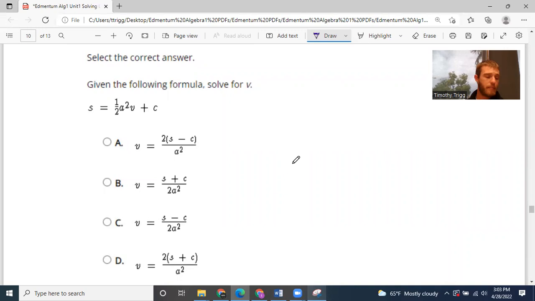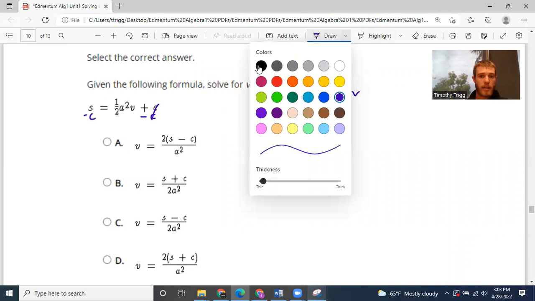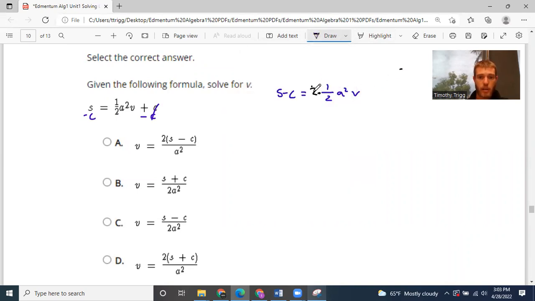Here's solve for v. Well, my first step here, I think, would be to subtract c from both sides of the equation. So on the left, we have s minus c, and then equals 1/2 a squared v. Next, I'm going to multiply by 2 on both sides of the equation, canceling out this half. This side gets multiplied by 2 as well. So we have 2 times s minus c equals a squared v. These are multiplied, so see if you can figure out what to do from there.